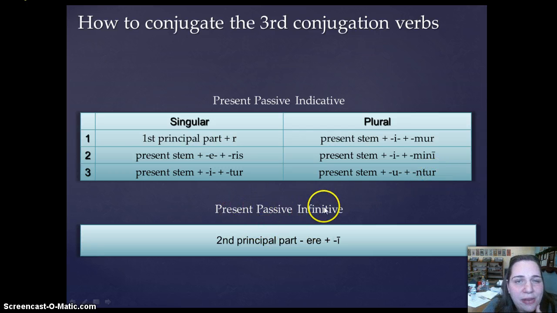And the present passive infinitive, this is another pretty significant difference between first and second conjugation verbs and a third conjugation verb. To get the present passive infinitive, you have to remove the entire -ere from the second principal part and then replace it with an I. So instead of just replacing that final E like you do for the first and second conjugation present passive infinitive, you have to remove the entire -ere and replace it with an I.